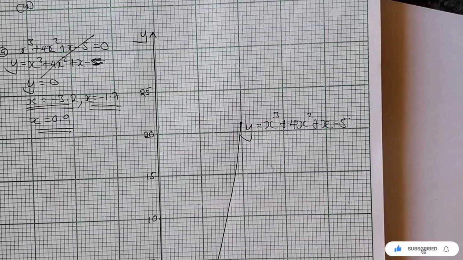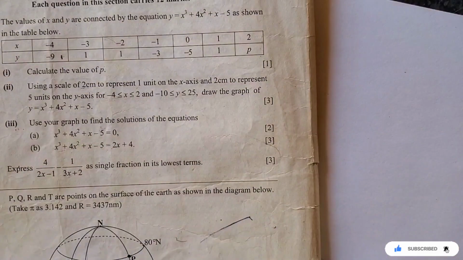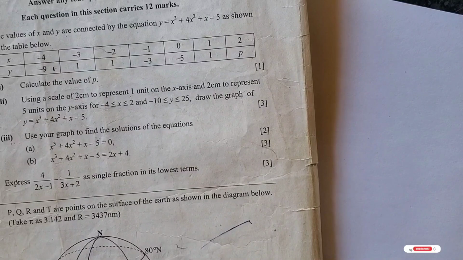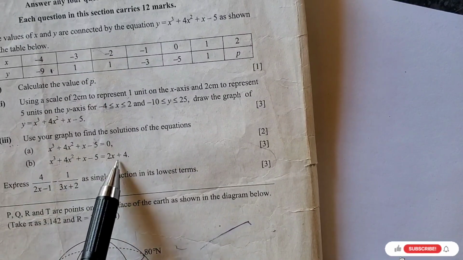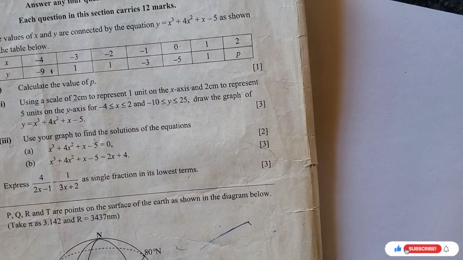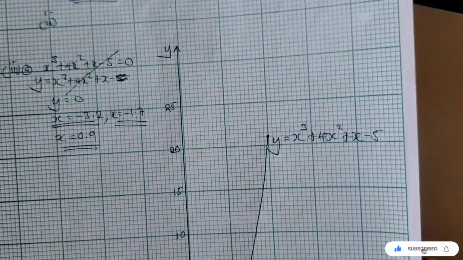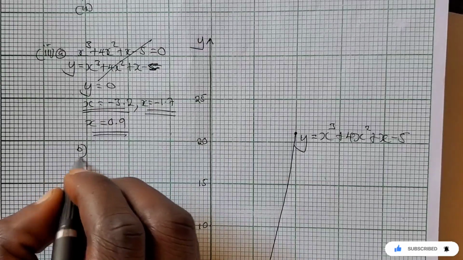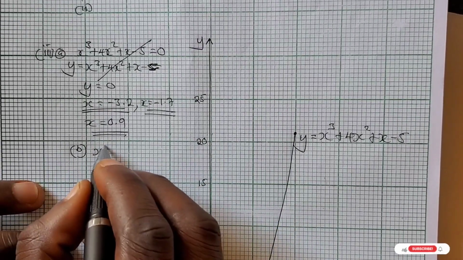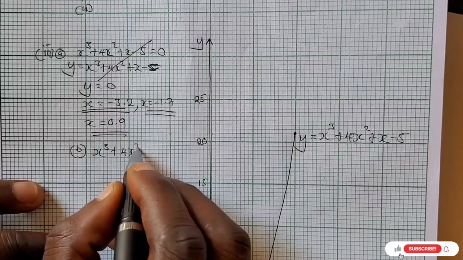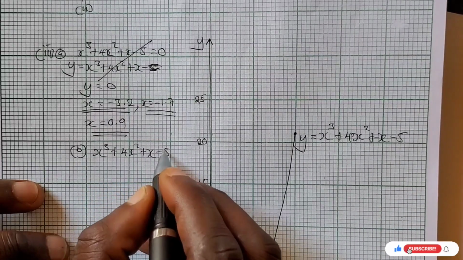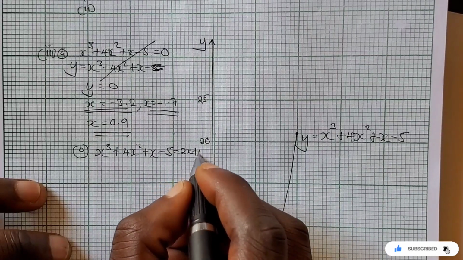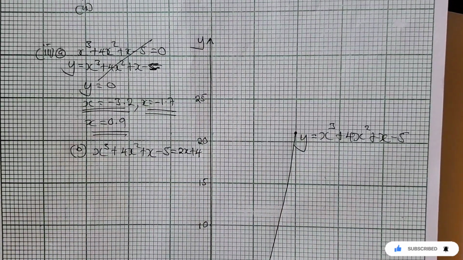Now we still have another type of equation. Another question, it's just the same as this. The difference is on the right-hand side, it is 2x plus 4. Don't worry. So just come here on your graph. This is question B, and it's x cubed plus 4x squared plus x minus 5 is equal to 2x plus 4. Okay, so that's what we have.